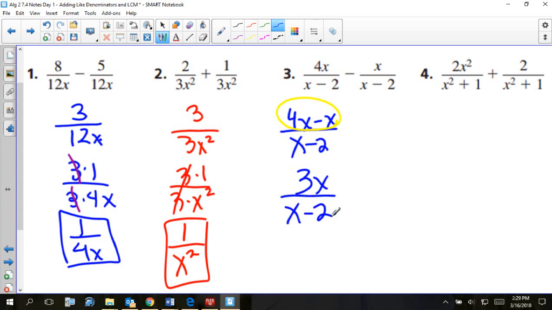On the bottom, x minus 2 is a binomial. How do I factor binomials? First step, GCF. No? If it's to the first power, you can't factor it further. So that's not factorable. I cannot cancel anything because I did not factor it. This will be it.